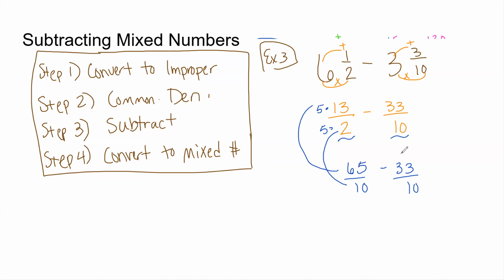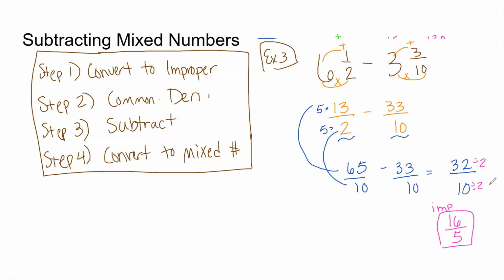Now we're at the blue. We can do this problem. Common denominator of 10, subtract across the top, and that would be 32. That reduces because those are both even, so we can divide by 2. And that's 16/5. That is your answer if you're allowed to leave it improper.